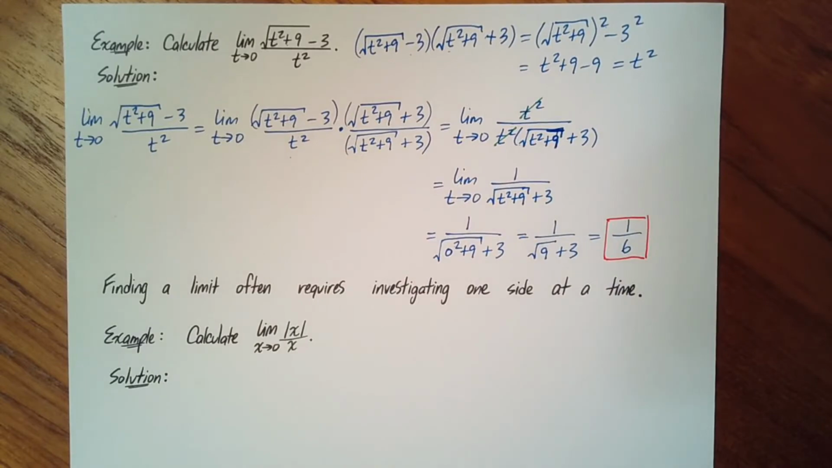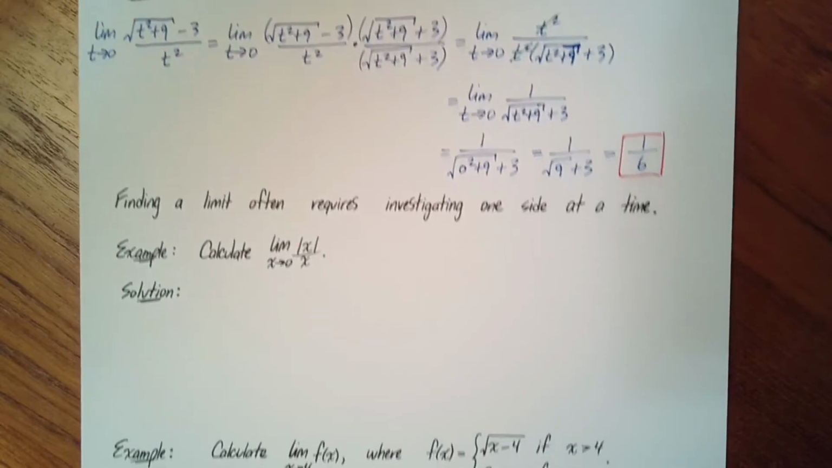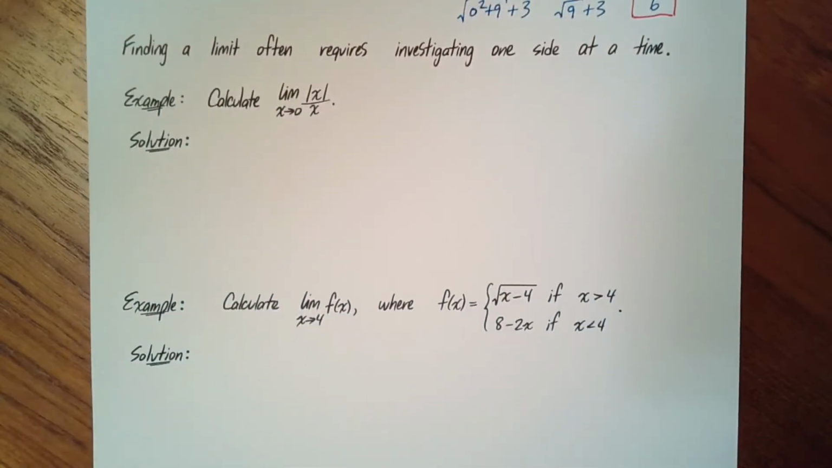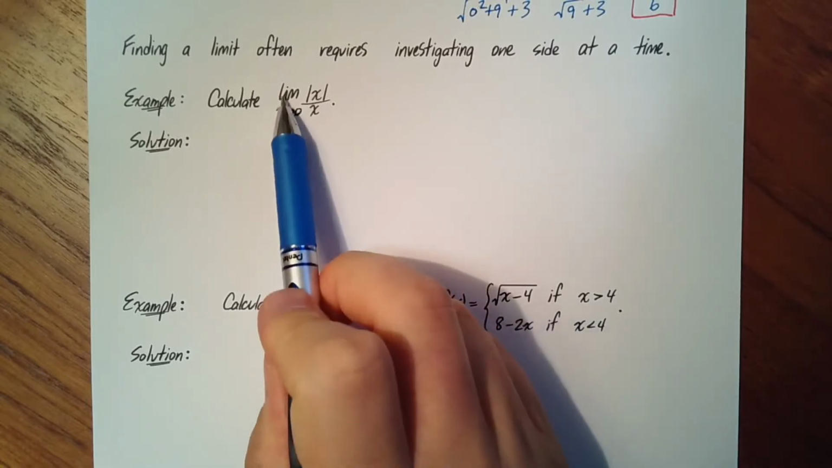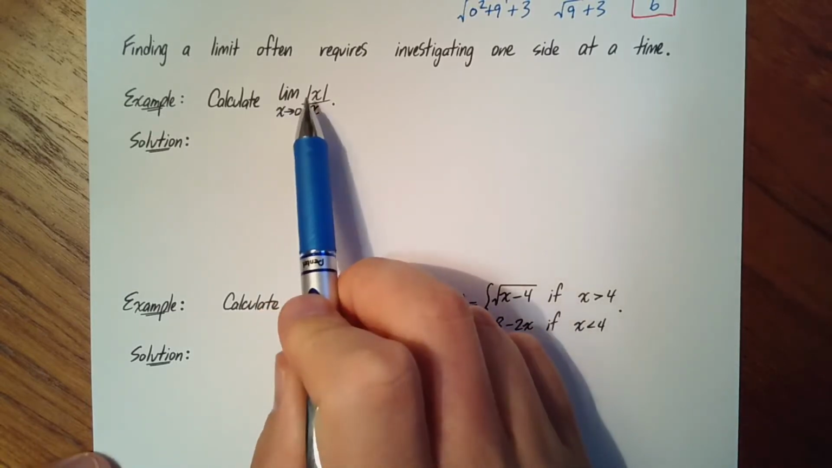Okay, so that was great. That worked out. Let's look at the next one. And the comment above says, finding a limit often requires investigating one side at a time. And what that means is, when in doubt, you may want to drop to the level of just considering one-sided limits.